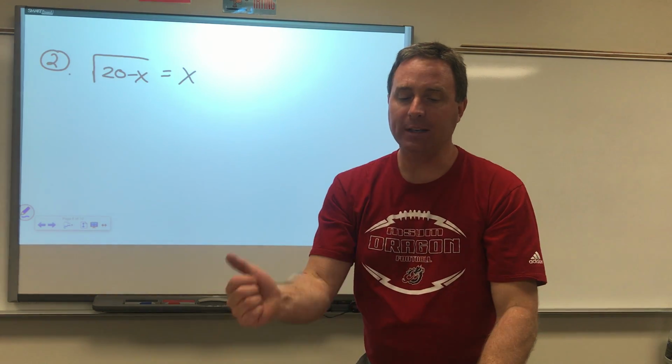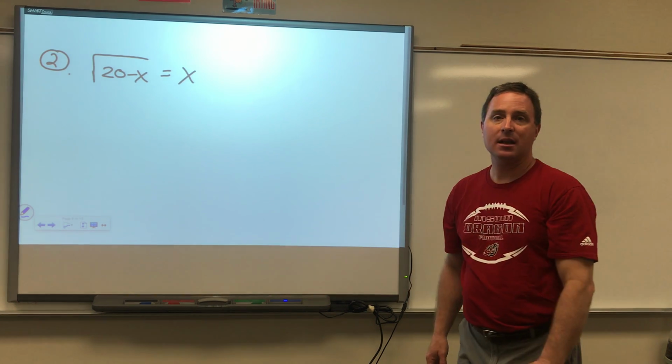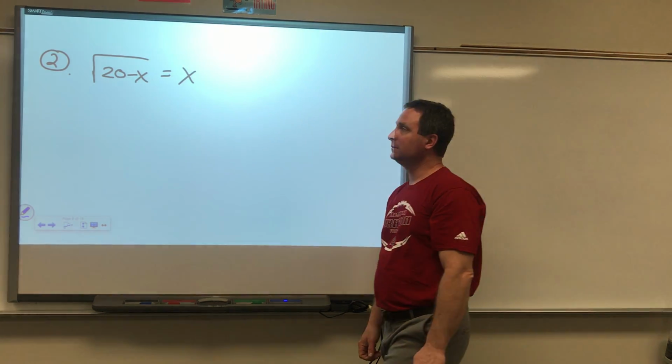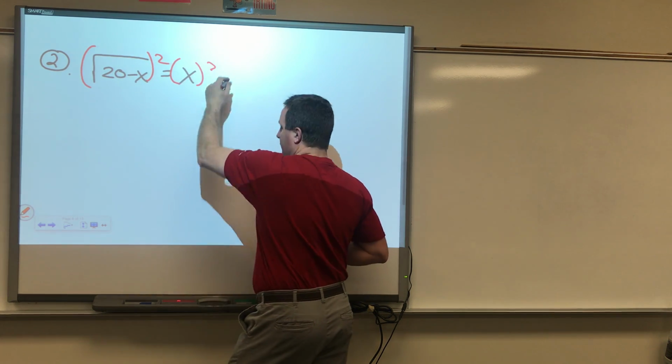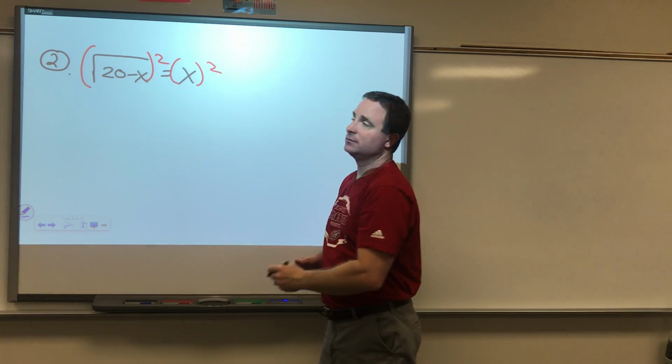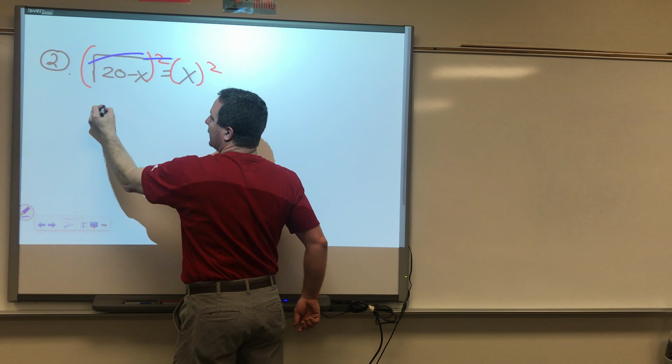Okay? Here's another one of these. Let's try this. There's one radical in it. Okay? It's already by itself. So we can get rid of it by squaring both sides. Okay? The square root and the radical go away.